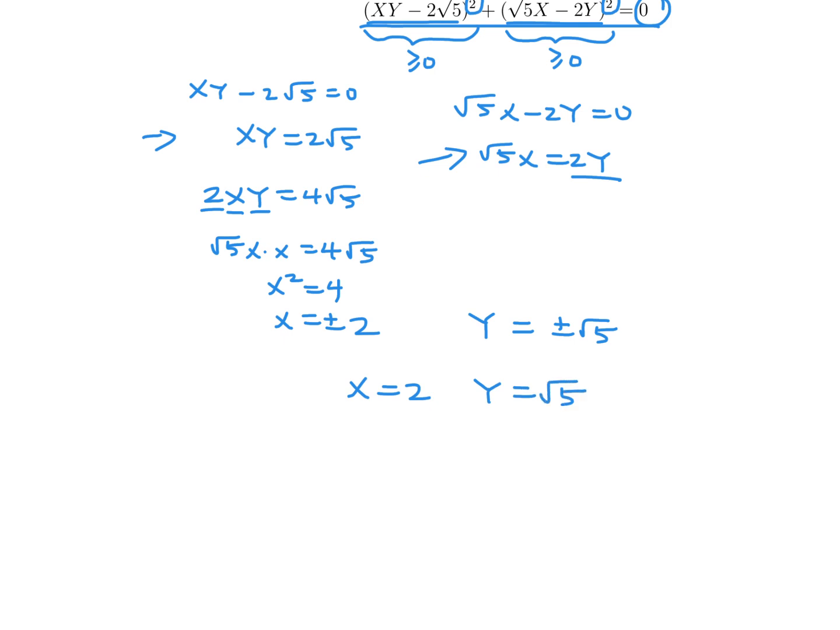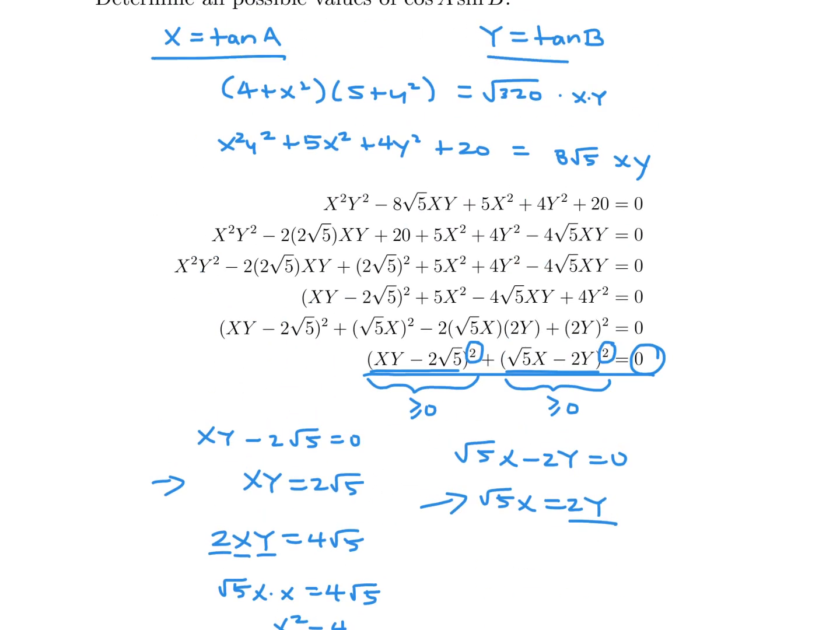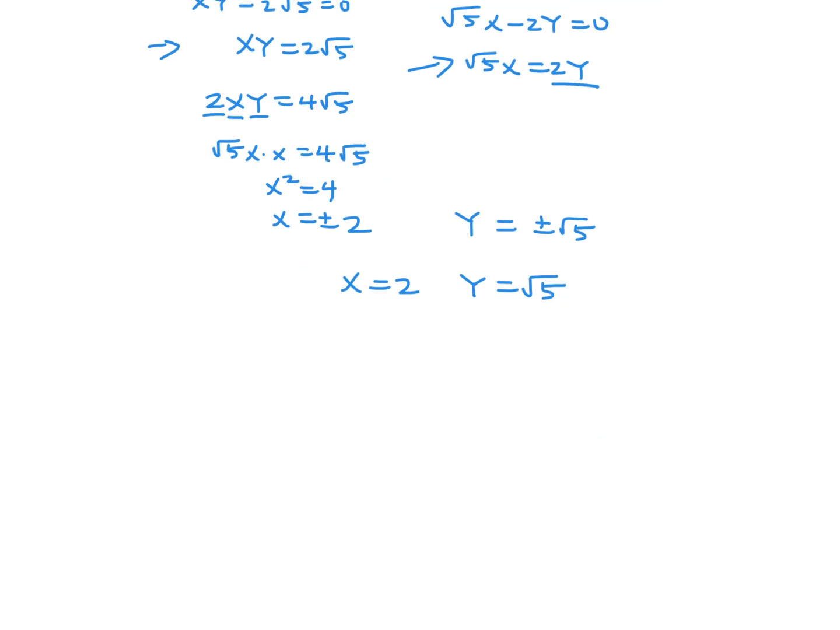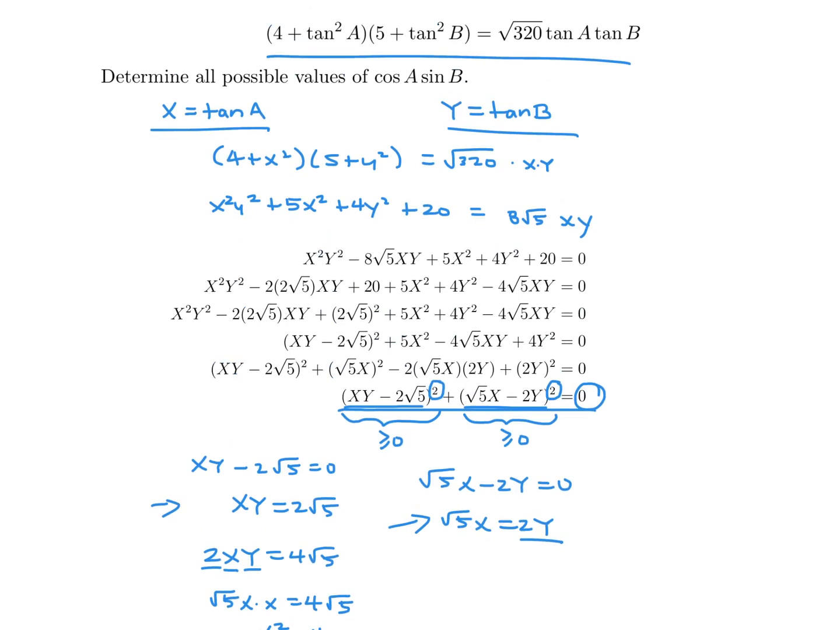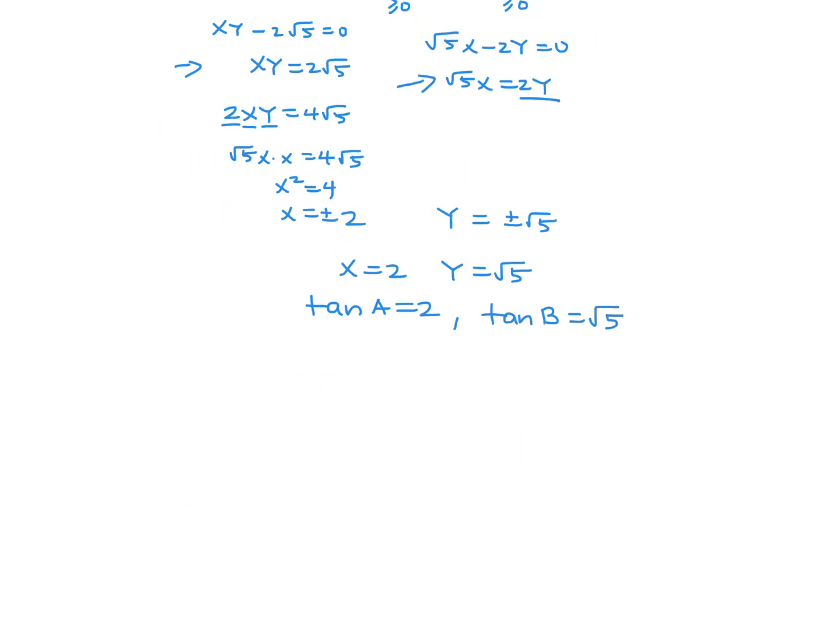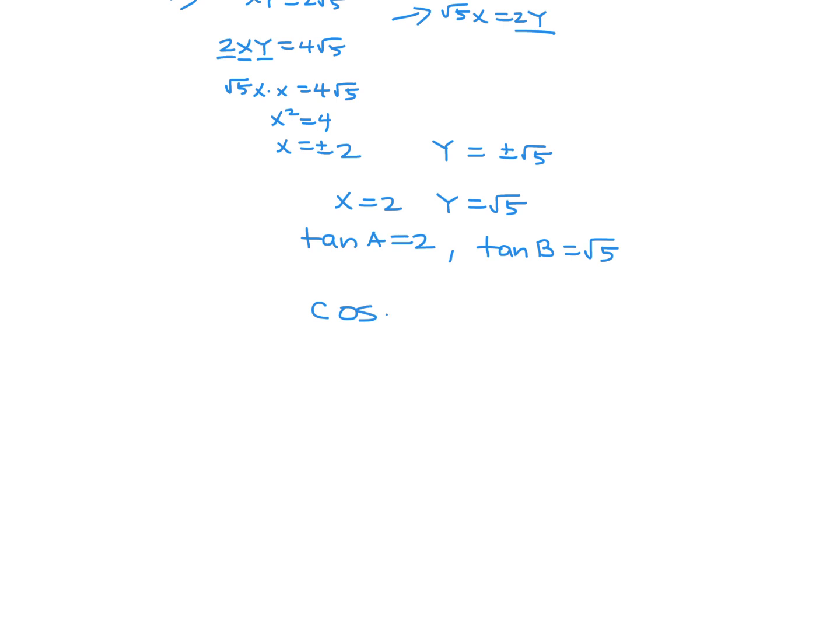And that means, because we had made these substitutions right there, that the tan of A is 2, and the tan of B is root 5. And what are we trying to get here? Oh, we're trying to get the value of cos A and sine B. So we want cos of A times the sine of B. Okay, so we're going to have to make some triangles. Or you can use your calculator.